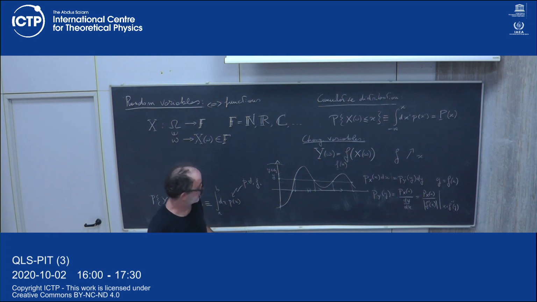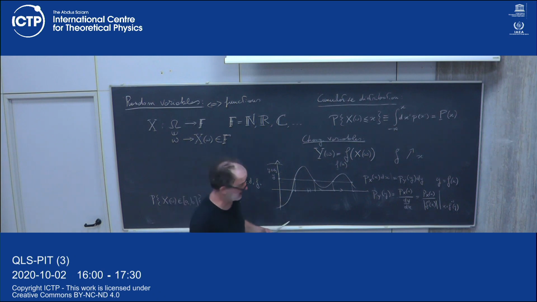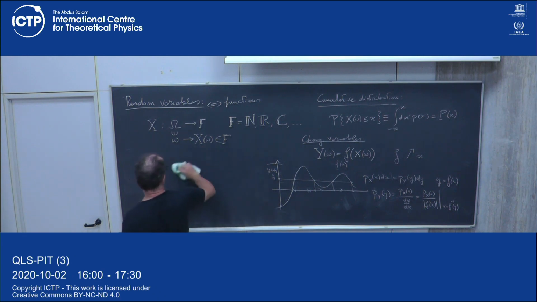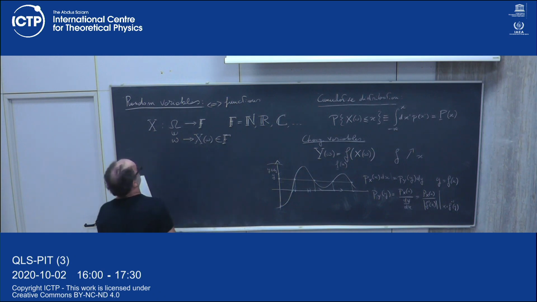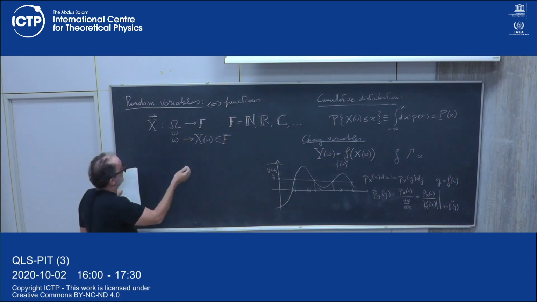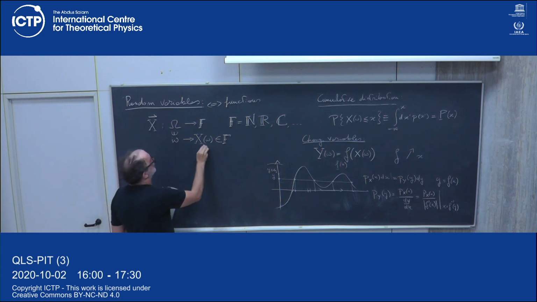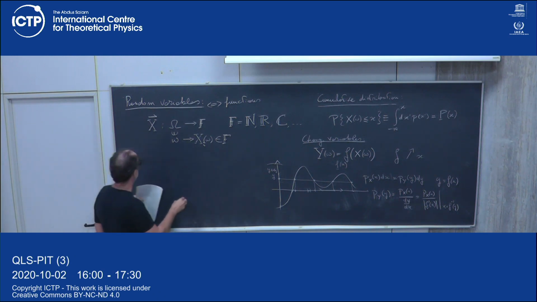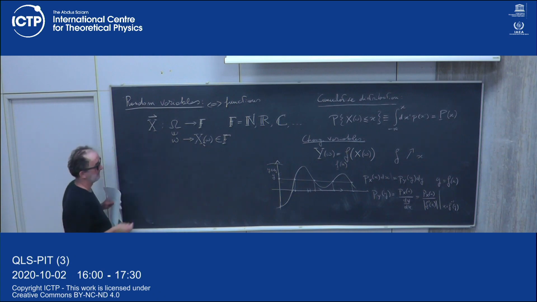Very good. So, of course, you can generalize this definition of a random variable to more than one random variable. So you can have a vector of random variables, okay? If you have a vector of real random variables, then each component of this vector will be a real number.